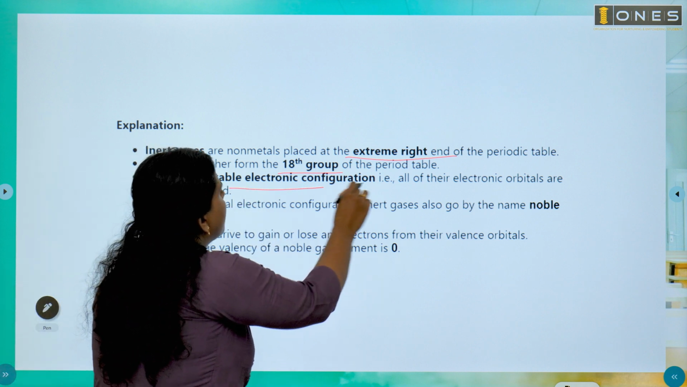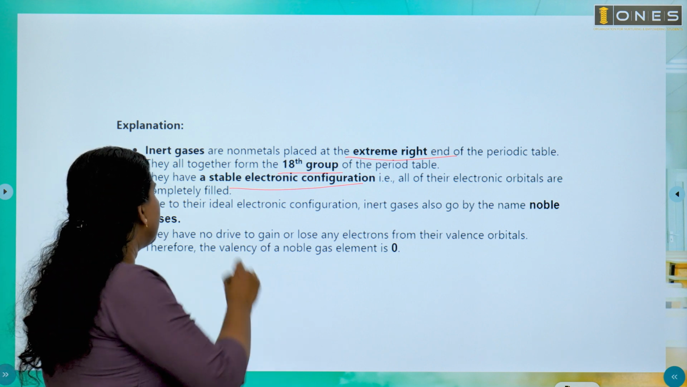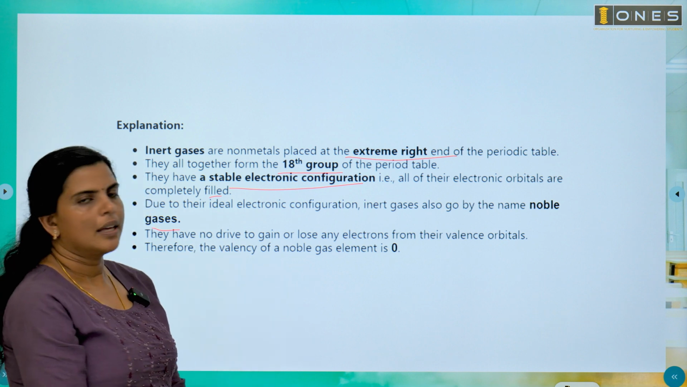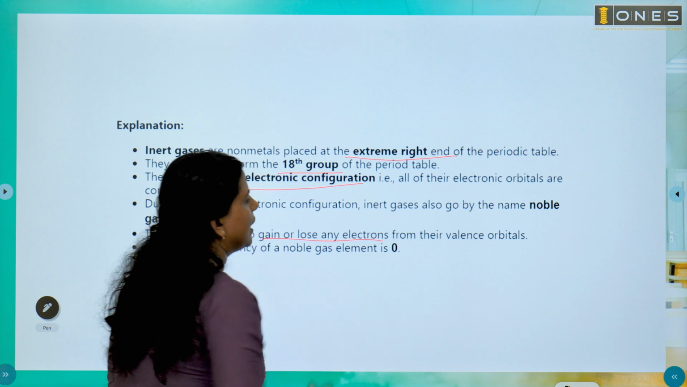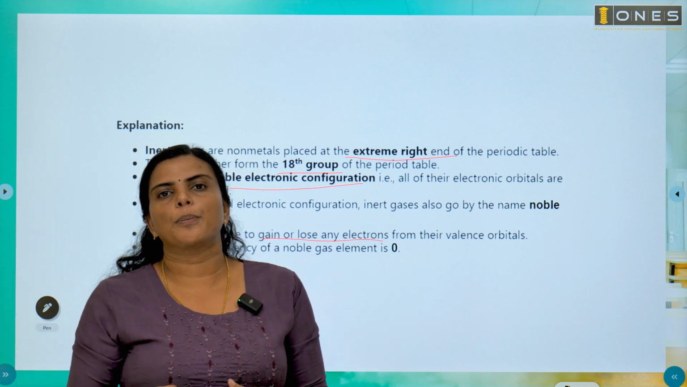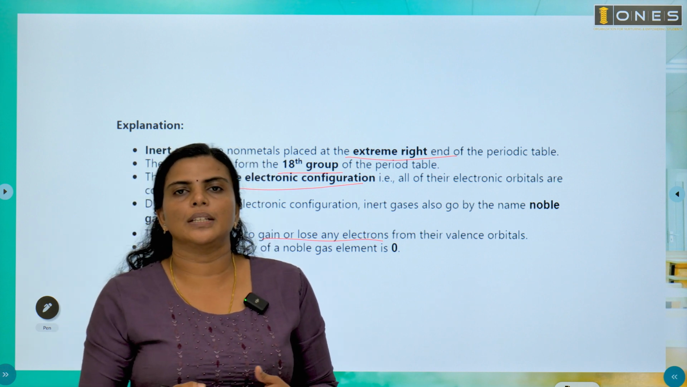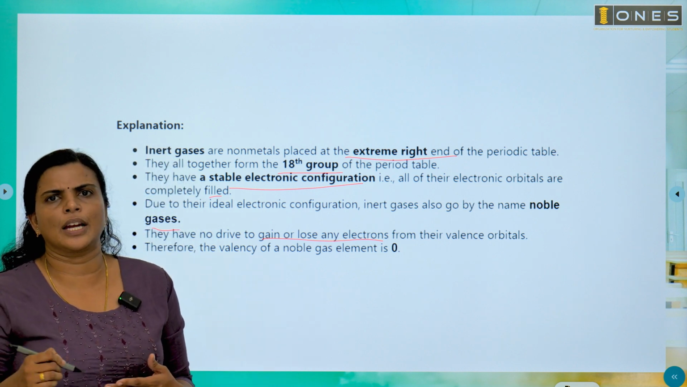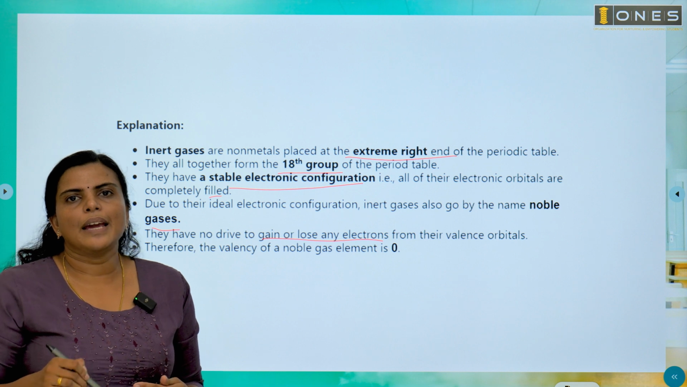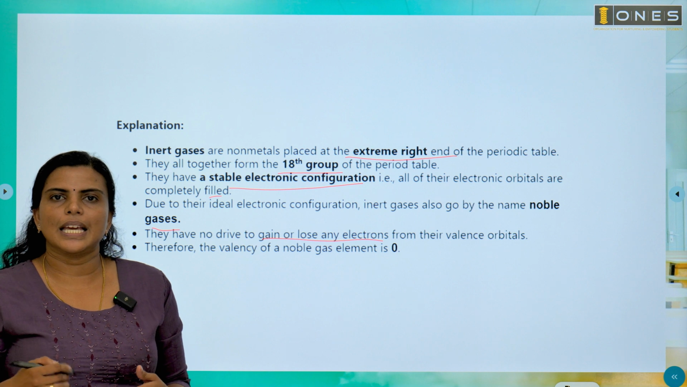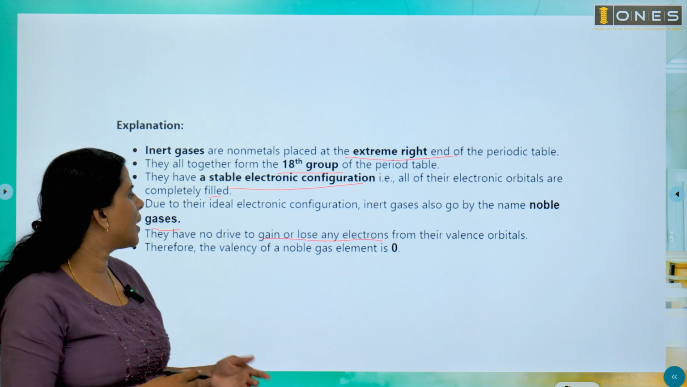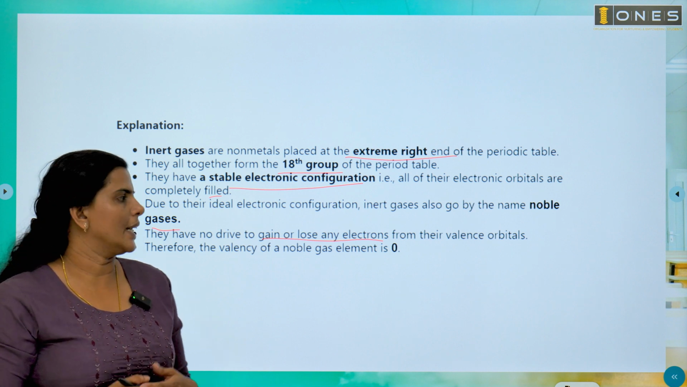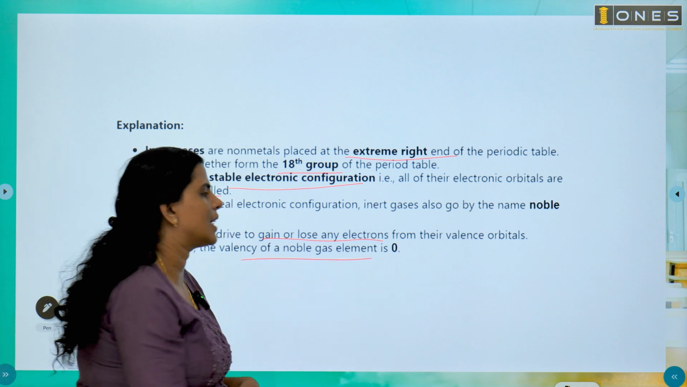They have a stable electronic configuration, that is, all their electronic orbitals are completely filled. Due to their ideal electronic configuration, inert gases also go by the name noble gases. They have no drive to gain or lose any electrons. Metals always have a tendency to lose electrons and become electropositive. Non-metals have a tendency to accept electrons, that is, electronegativity, and form negative ions. For example, we have heard of Cl-, but we have never heard of Na-. Sodium is a metal, so there is only Na+; and it is Cl-, not Cl+, because accepting electrons gives a negative ion. So they have no drive to gain or lose any electrons. Group 18 inert gases do not show a tendency to accept or lose electrons from the valence orbitals. Therefore the valency of noble gas elements is 0.